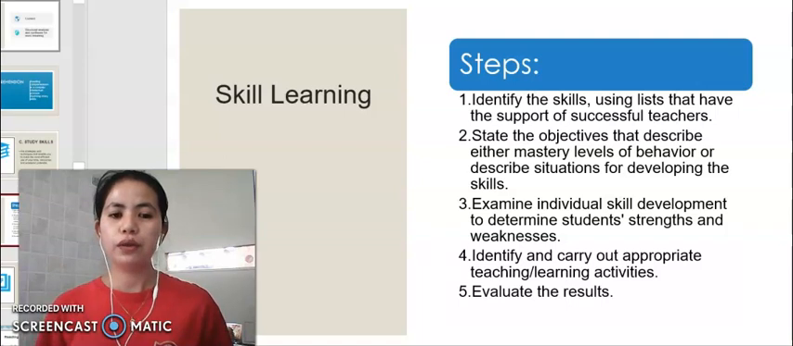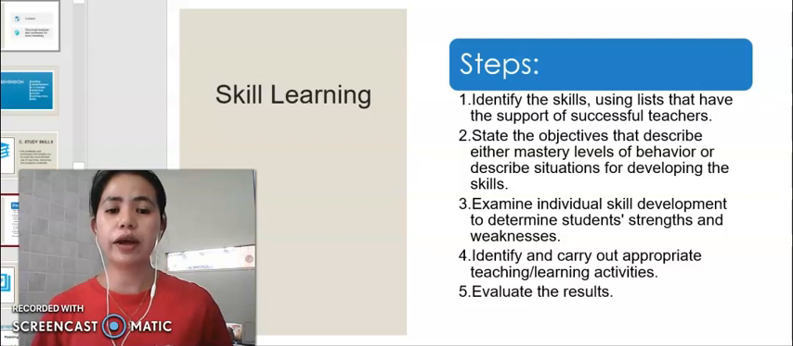So after you determine the students' strengths and weaknesses, you can now carry out the appropriate teaching or learning activities for the students. And the last step is evaluate the results. After you have done steps 1, 2, 3, 4, you will now evaluate or check the results to see if the students met the objectives after the activity.